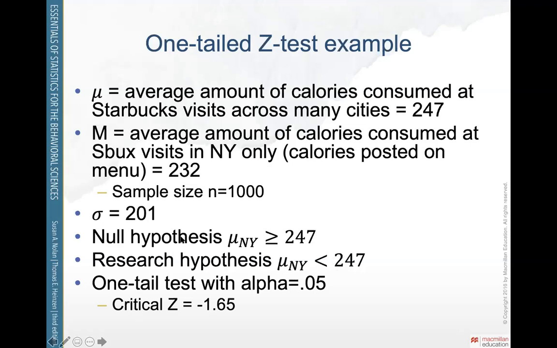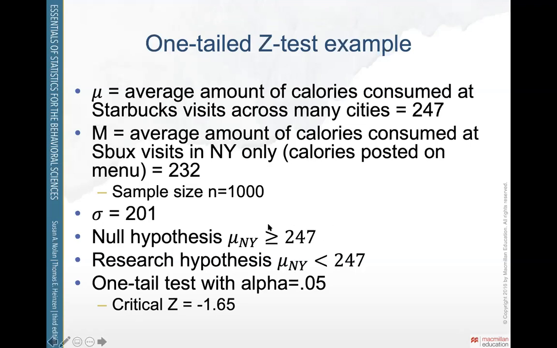The null hypothesis then is any other possibility. So this null hypothesis includes two possibilities. That is, mu is equal to 247. That would be considered a null effect. That means if we find that mu equals around 247, that people in New York consume 247 calories, that means that having the amount of calories written on the menu has no effect on the amount of calories people consume.